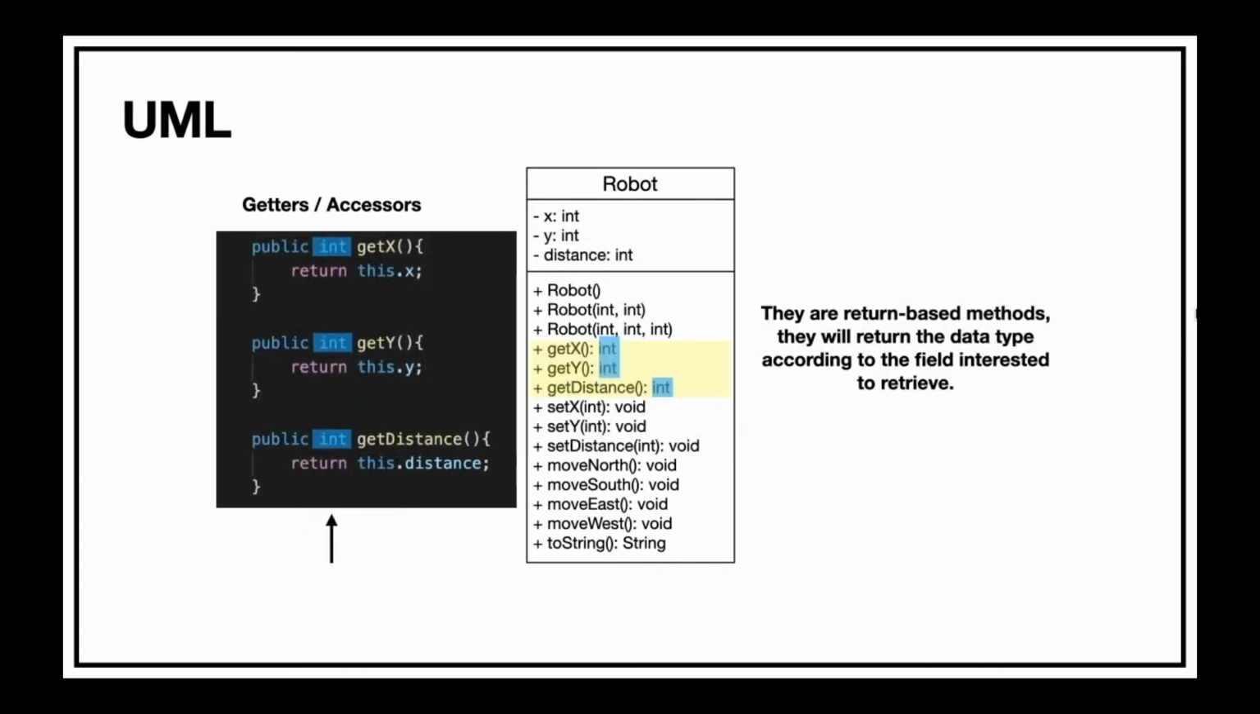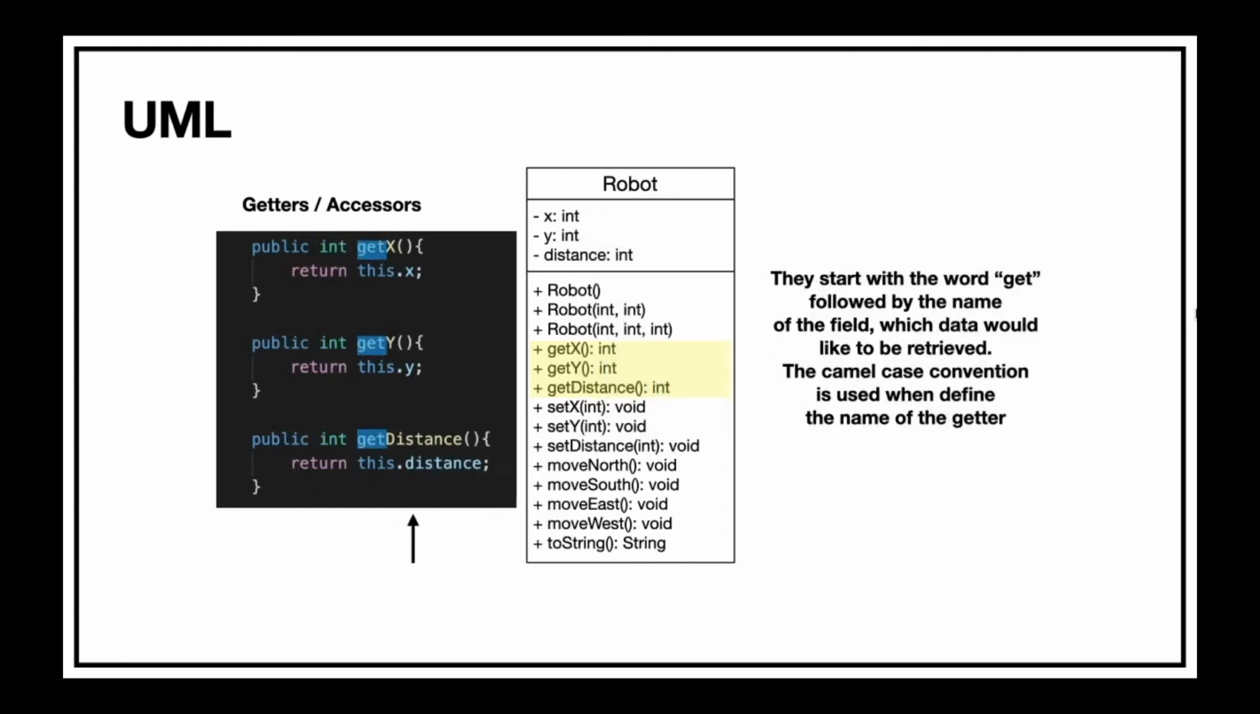The next thing is the return type. Getters have a return type. In other words, they're return-based methods that allow us to retrieve the field data type that we're going to report back to whoever is accessing it. Getters start with the word get. By convention, we use camel case style, so we have get and then the name of the field. You can see here getX, getY, getDistance, which will permit the computer user to access them without any problem.